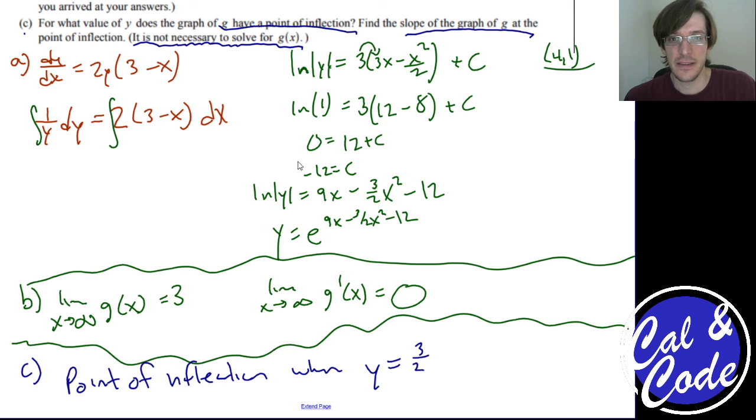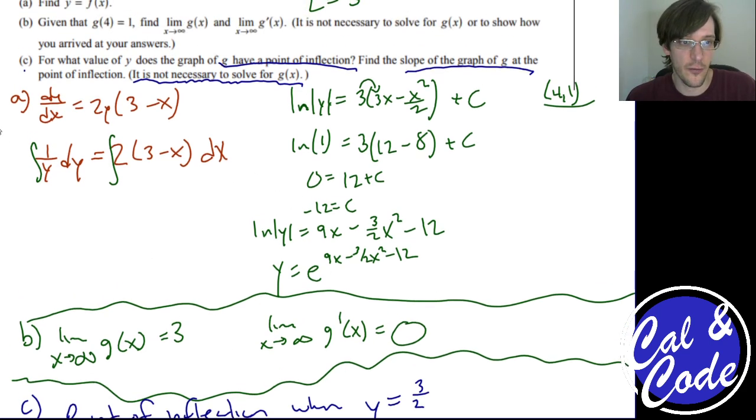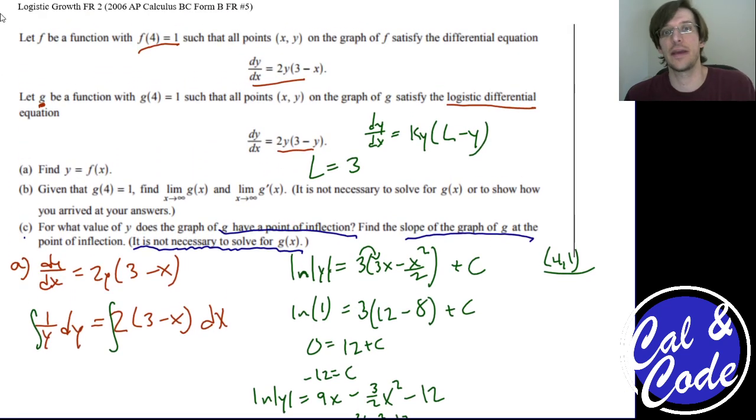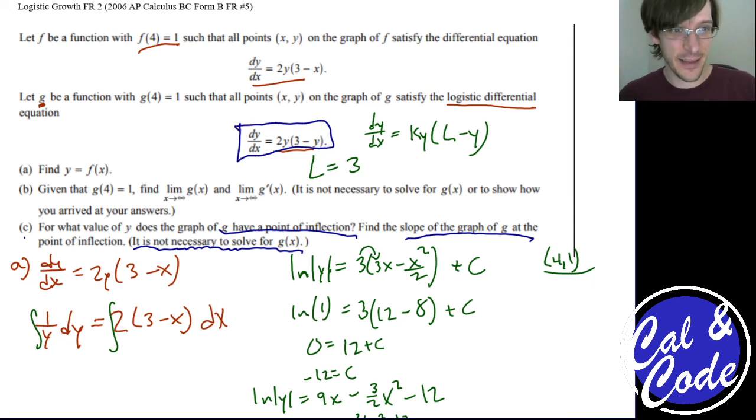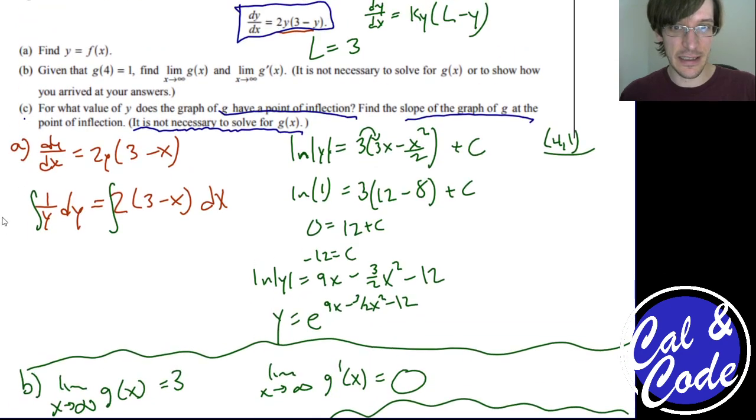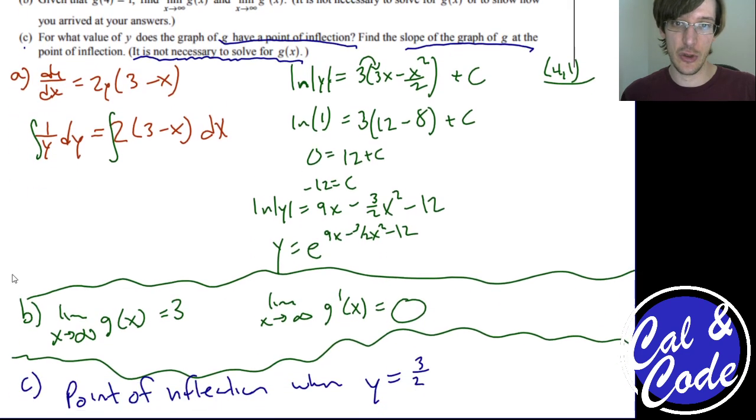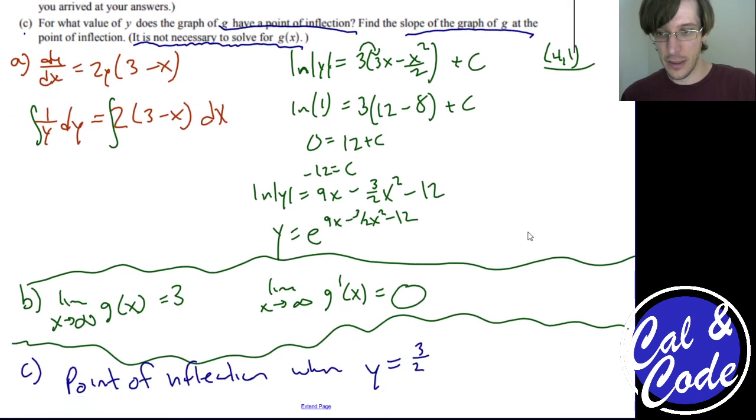Then they said find the slope of g at that point of inflection. Well, geez, if only I had some sort of equation that I could use to find slope given y values. Oh wait, they gave me one. It's right there. So I'm going to use this thing, dy dx is 2y times 3 minus y. So I'm going to rewrite this equation down here. Dy dx is equal to, I think it was 2y times 3 minus y.